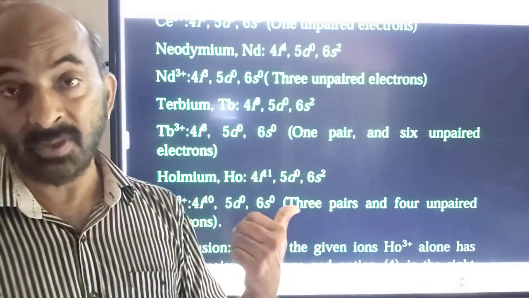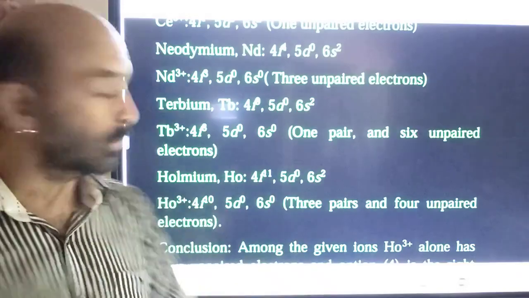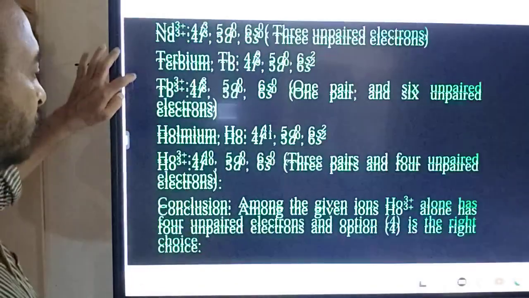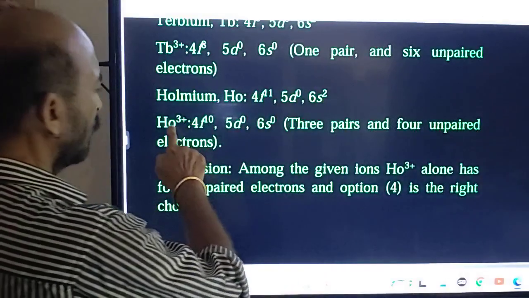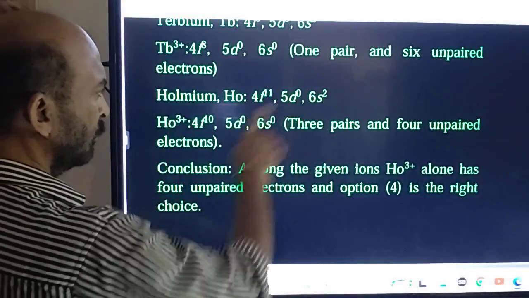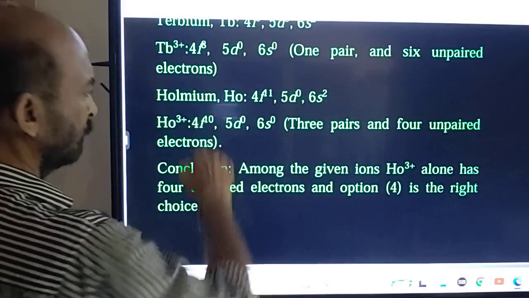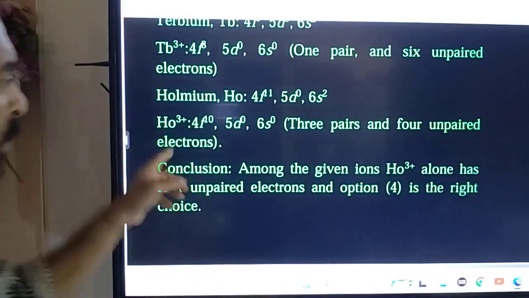Okay, so that cannot be the case because it is having more than 4 electrons. In the last case, holmium 4f11, 5d0, 6s0. After removing 3 electrons, this 2 is gone, and this becomes 10. 4f10, 4f10.